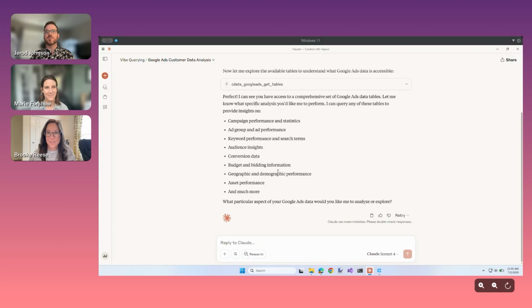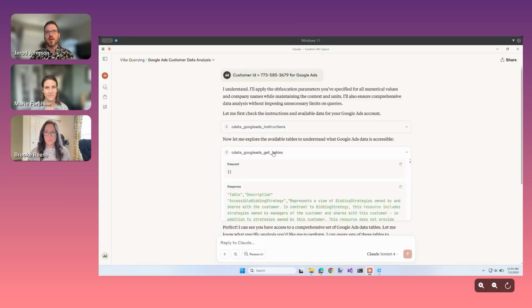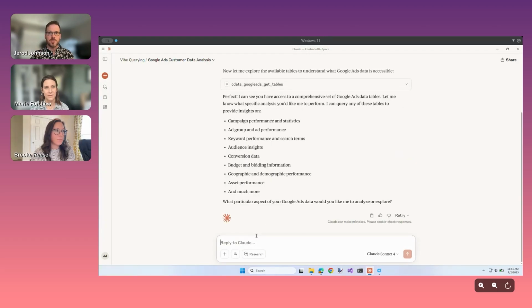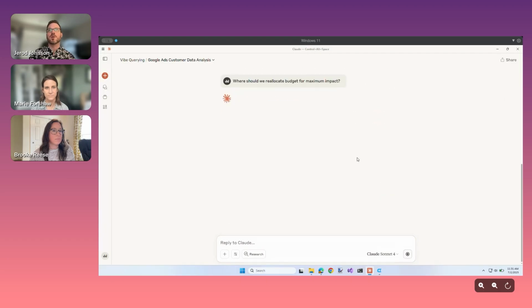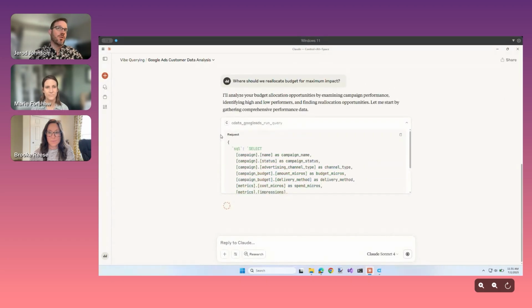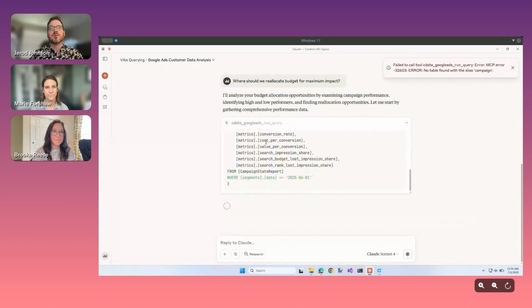So it did a little bit of exploration when I gave it the customer ID, read the instructions from the server, which tells the LLM how to work with it, and then it gave us the list of tables, which is all of the endpoints, objects, collections available. So we'll go with that first question. Where should we reallocate budget for maximum impact? So I'm really curious because I don't know a whole lot about Google Ads. I'm curious what it's going to dig into.